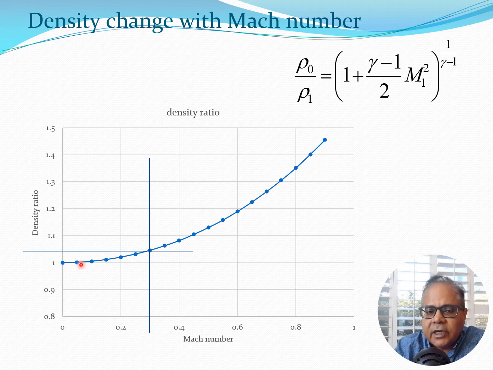Now we can see that if we go to some Mach number like 0.3 here, where I have drawn this straight line, then the difference between the rho 0 and the rho 1 value is actually quite small. So the difference is only so much, and we'll see that this is less than 5%.